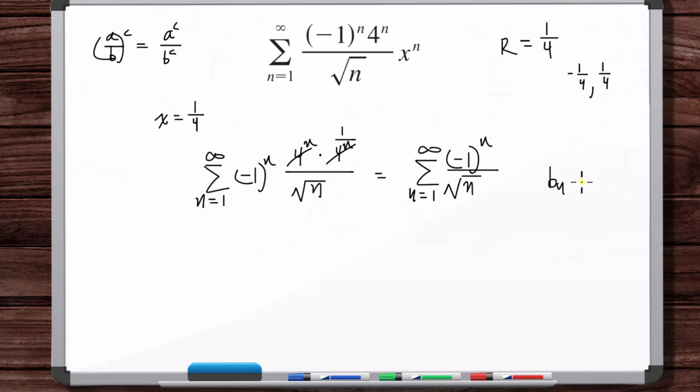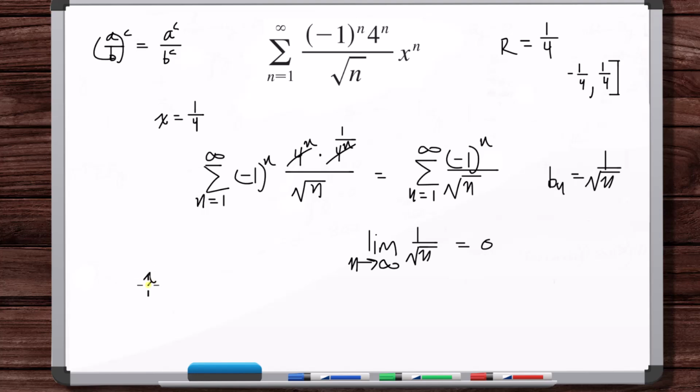So that series was divergent, but b sub n, okay, now is this always decreasing? Yes, it is. So now what's the limit? This is equal to 0. So by the alternating series test, this is conditionally convergent. So that was at 1/4, so that's convergent.